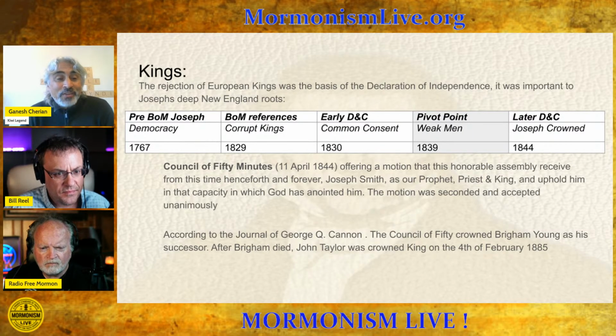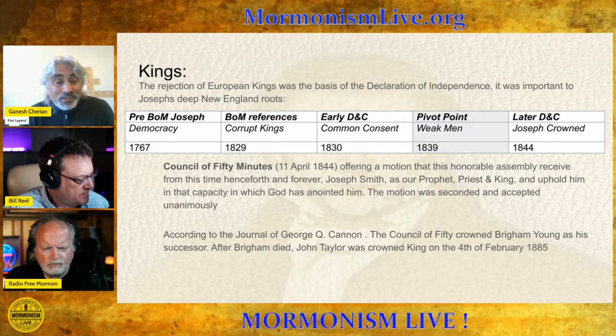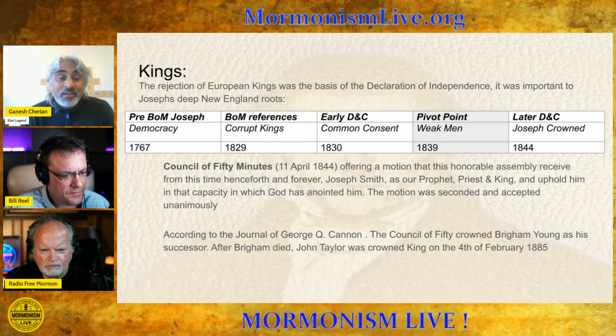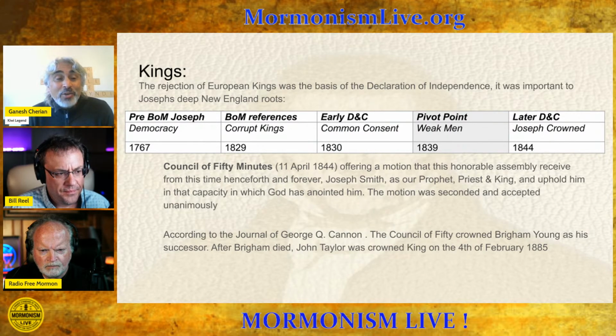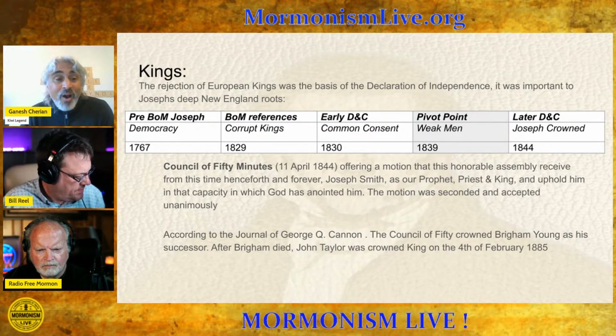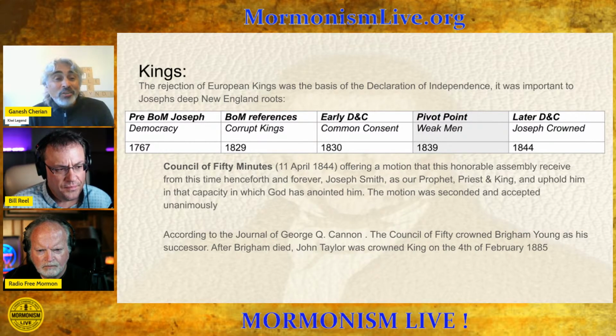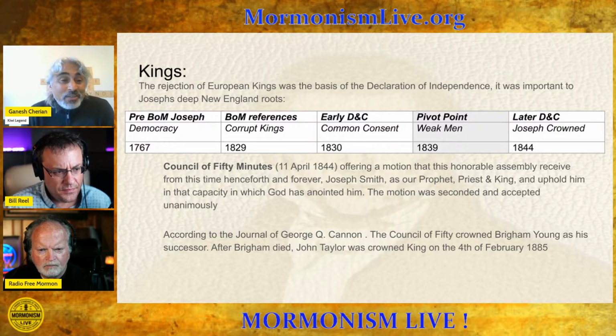This was Nauvoo. This was the Council of 50. And that's why it was so treasonous, and why Joseph was being held for treason in Carthage jail before his assassination. And this was meant to continue. And so when Brigham Young left Illinois and went to Utah Territory, he was king of that territory, and John Taylor after him. So this was how it's supposed to be.